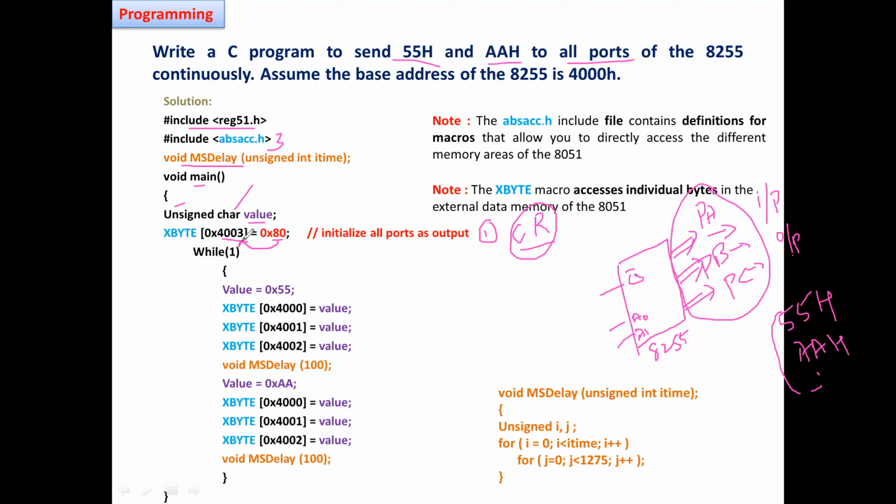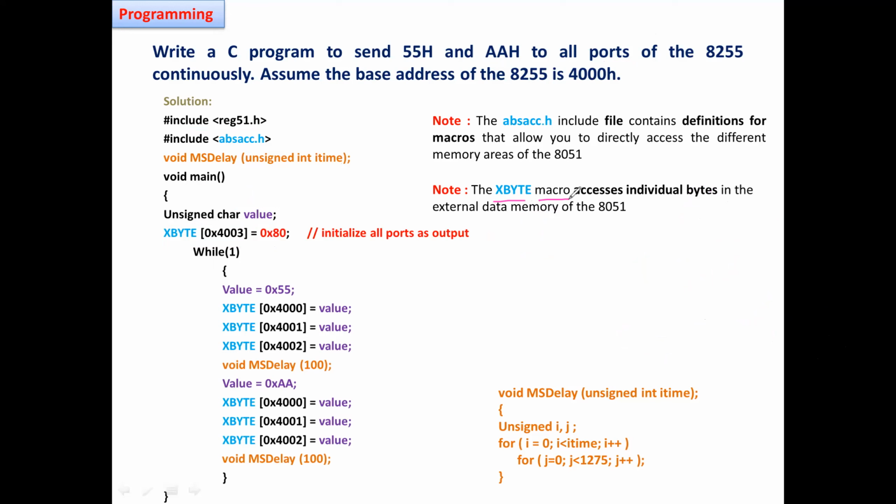To the 4003H address. In C programming, if you use XBYTE with open braces and a particular address, XBYTE is a macro, especially for embedded C, which accesses individual bytes. In this location the data is passed. What is this location? That is the CR location, the control register location. Now you have programmed it.